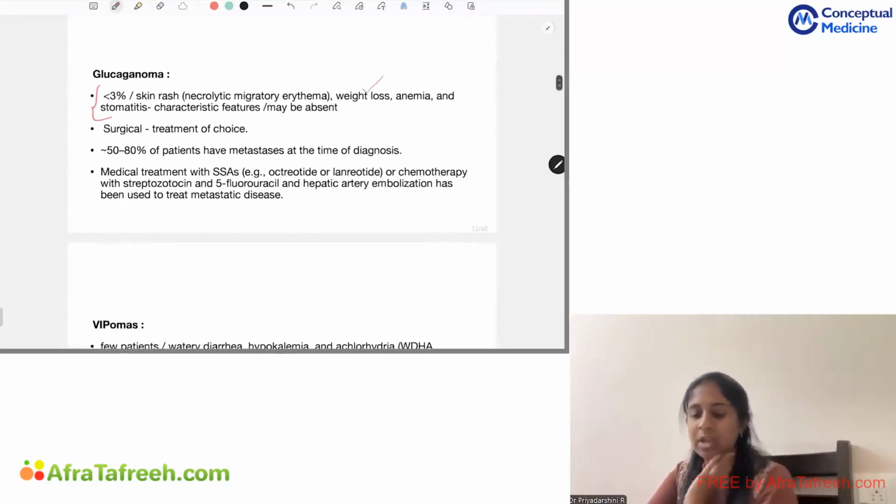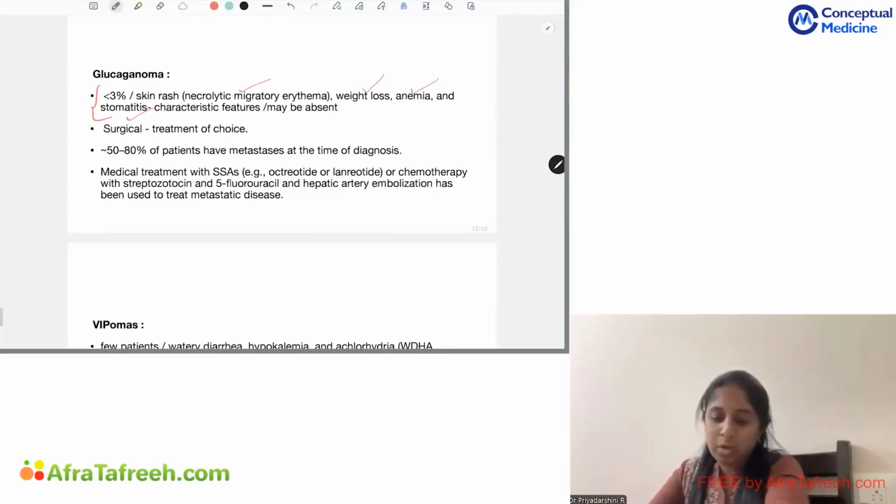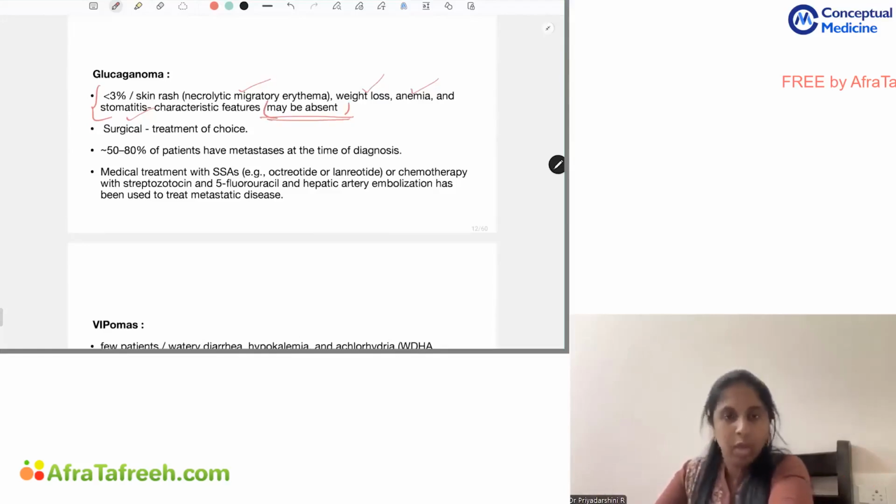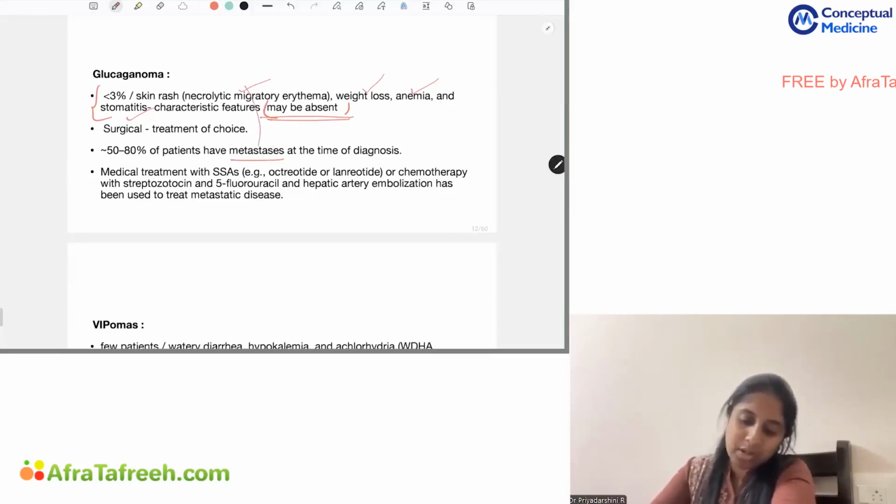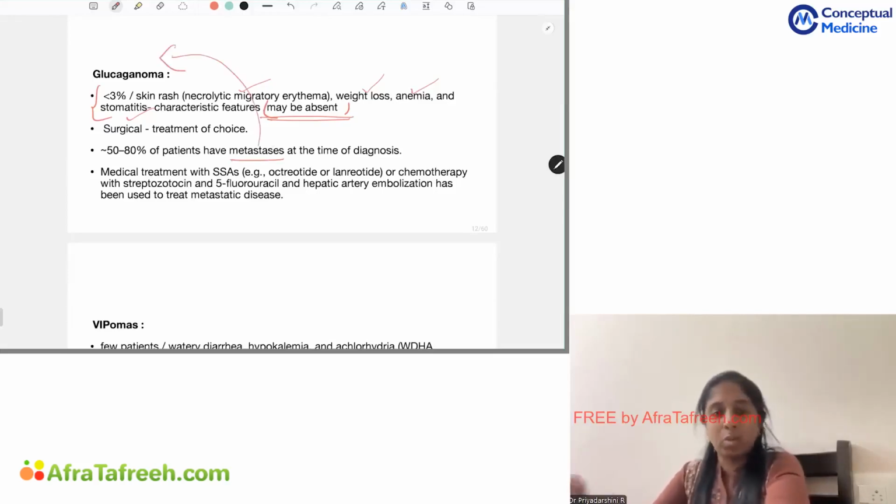You may present with weight loss, anemia, stomatitis, necrolytic migratory erythema. But usually this would be absent. If they are present, it will be very easy to diagnose. However, usually it would be absent. Again, surgery is the treatment of choice. And 80% in glucagonoma present with metastasis at the time of diagnosis. Again, the treatment is the same level of treatment.